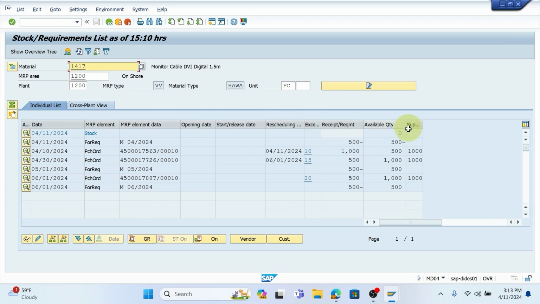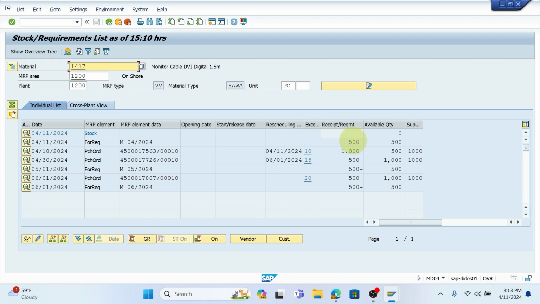First, I want to look at my stock balance. In this case, we have 0 pieces on hand. It's like I have no money in my checking account. As we look at the next MRP element on the list, which is here, a forecasted requirement of 500 pieces, we can see that that's April 11th, which is today.